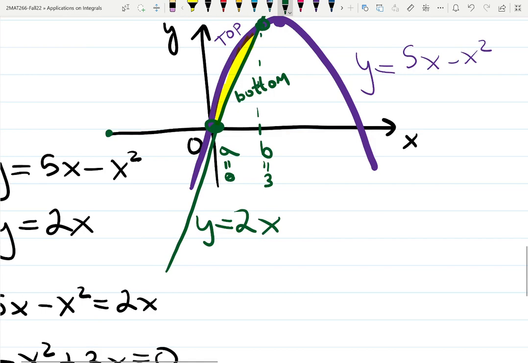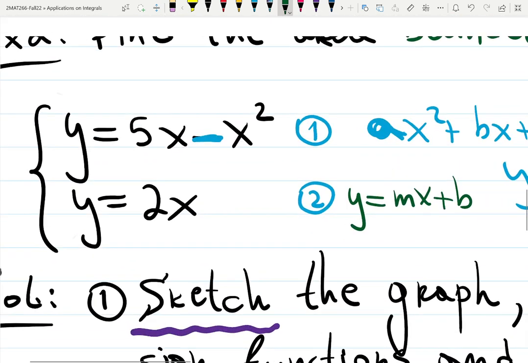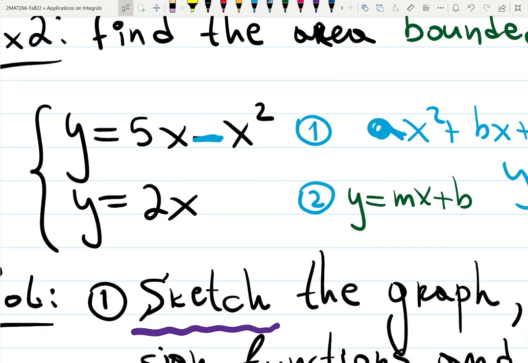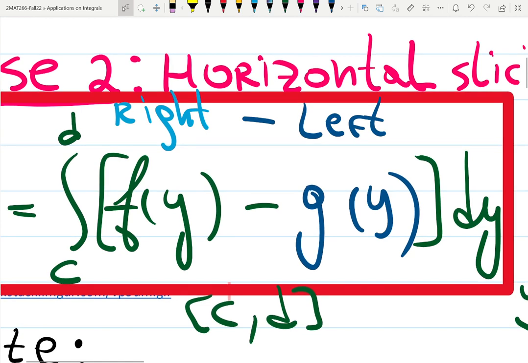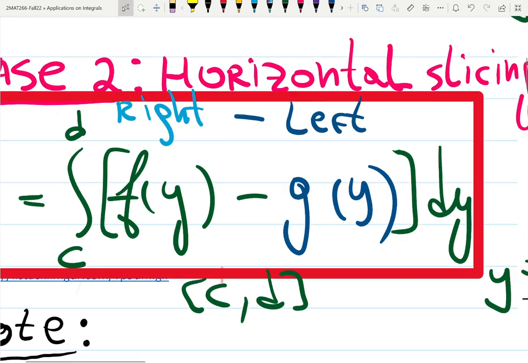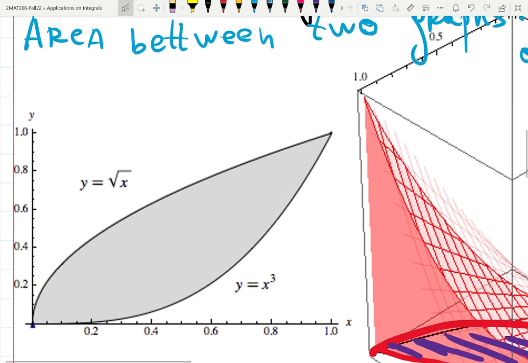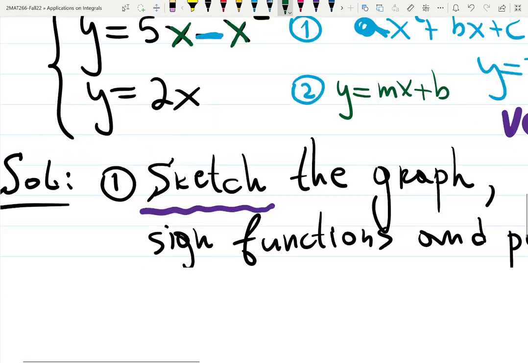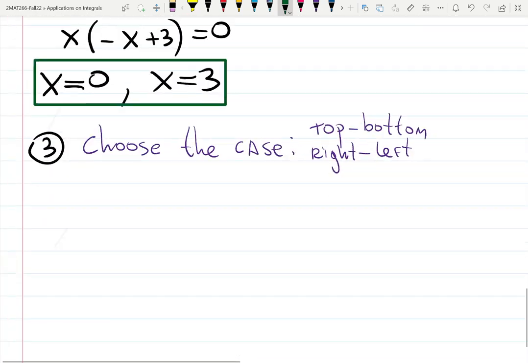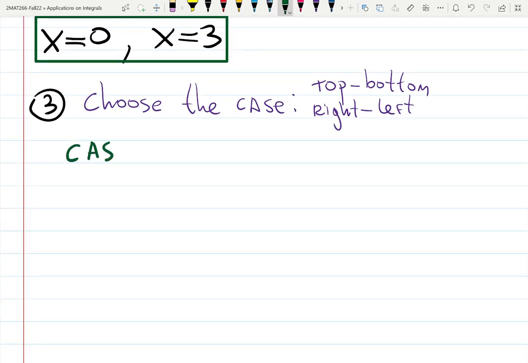So how do you choose? Choose whatever is easier for your personal case. Since all functions are given as y equals something, why would you choose case 2? Case 2 requires you to rewrite functions as x equals something. So you will have to solve for x if you choose case 2. Can you solve for x over here? No. So that gives you a good hint that we should use case 1. So, case 1.